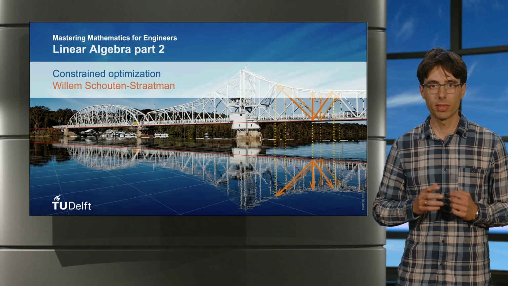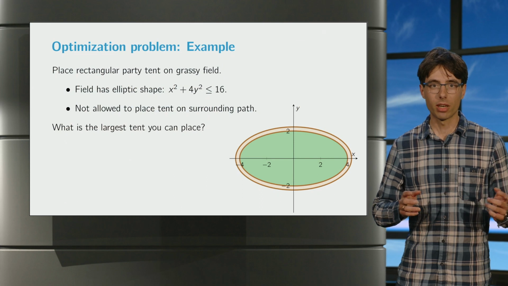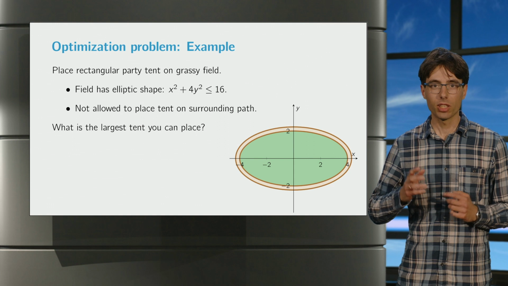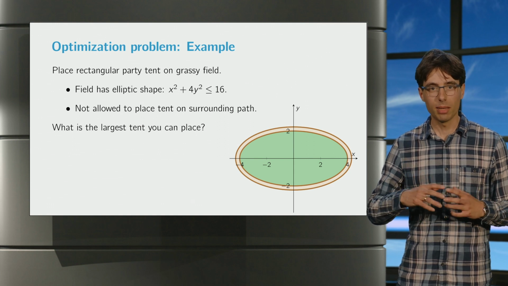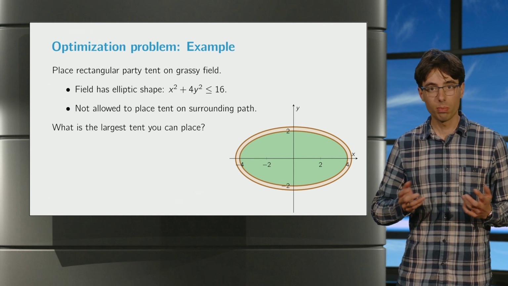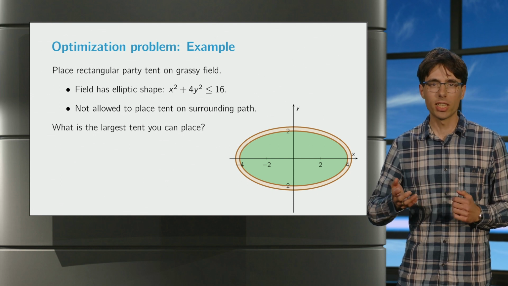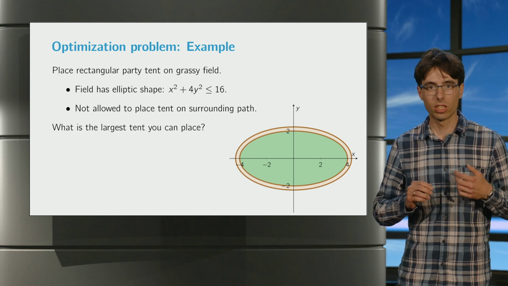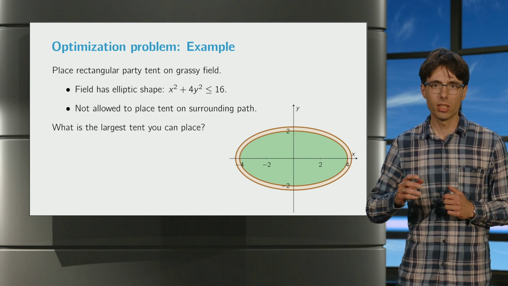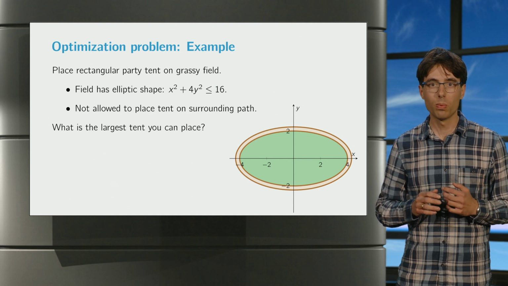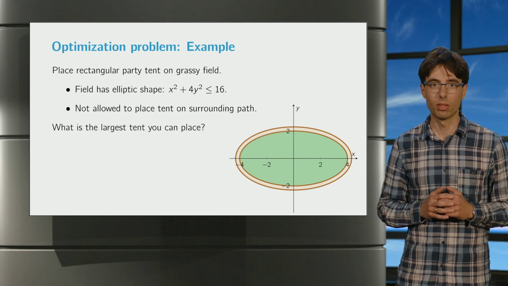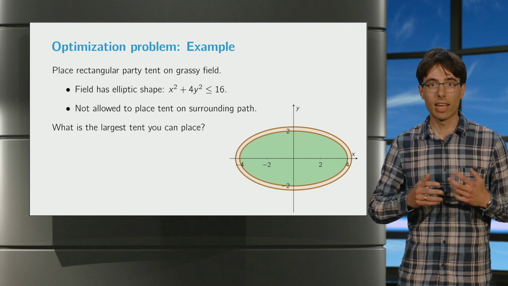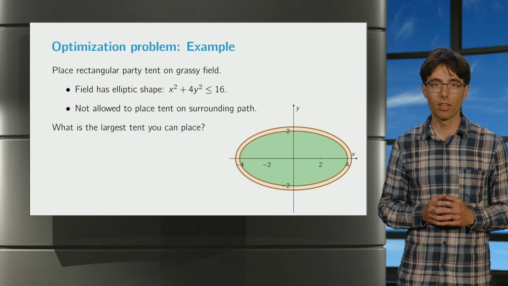Consider the following optimization problem. You plan to have a party at your local park, but since you expect some rainy weather, you want to place a party tent. There's a nice elliptically shaped grassy field where you could place this tent. You can see the equation describing the shape of the field on the screen, where x and y are measured in decameters. Since you want none of your guests to get wet, you want the tent to be as large as possible. However, in order not to hinder the other visitors of the park, you are not allowed to place the tent on the surrounding path.